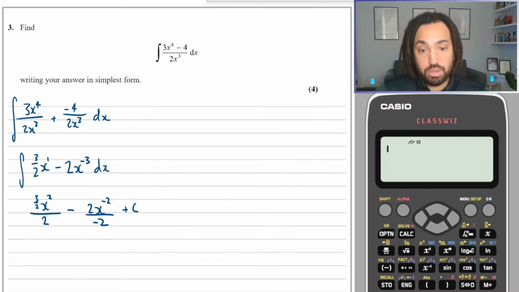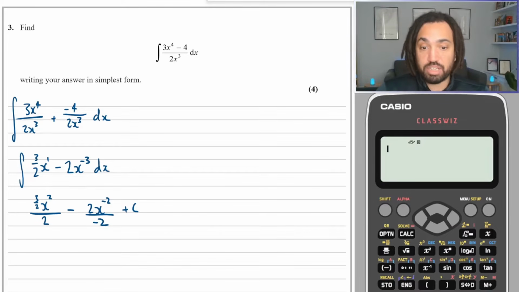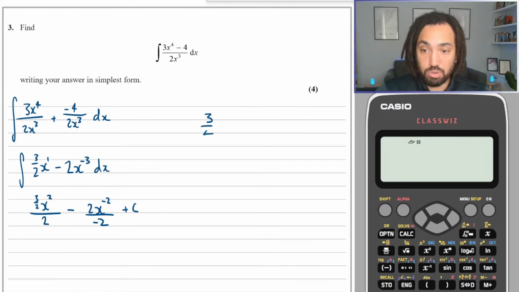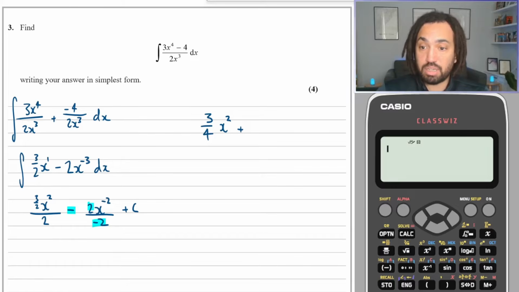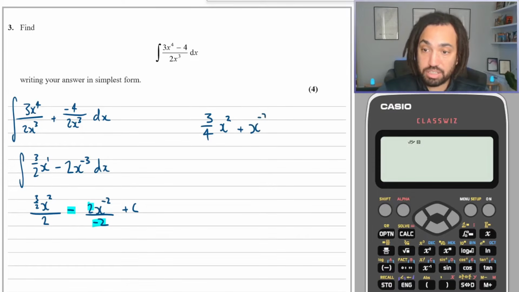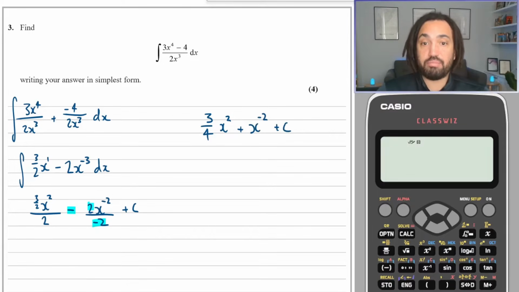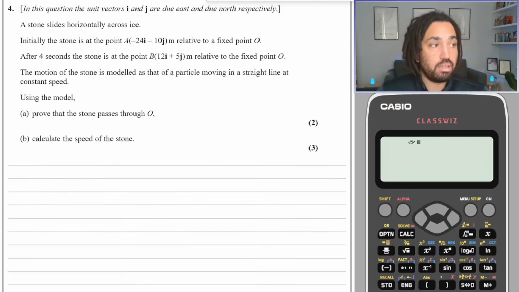Okay, so what is 3 over 2 divided by 2? Well, that's 3 over 4. What is minus 2? What is minus 2 divided by minus 2? Well, that's just positive 1. So plus positive 1, x to the minus 2 plus c. Like that. Job done. Okay, next question.